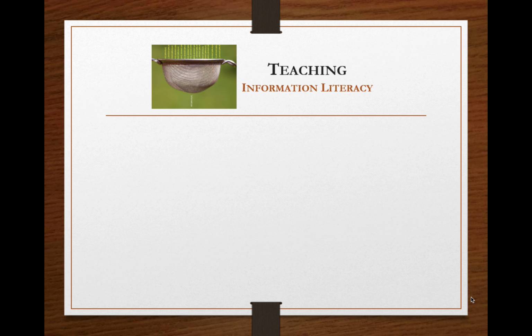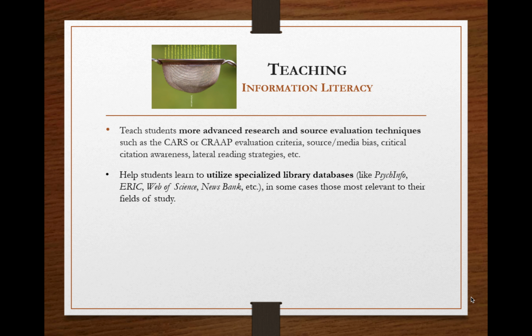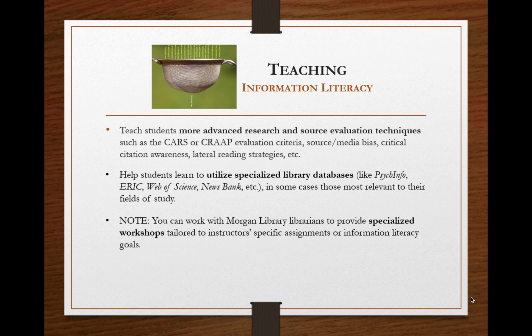Teaching information literacy. It makes sense that in CO300, students are exposed to more advanced research and source evaluation techniques than they are in CO150. Some of the techniques include evaluation criteria methods, like CARS or CRAP, critical citation awareness, and lateral reading strategies. We also introduce students to more specialized library databases, especially those most relevant to their field of study. And make note, you can schedule a workshop with the librarians at Morgan Library that's designed especially for your course and/or a specific assignment in your course.